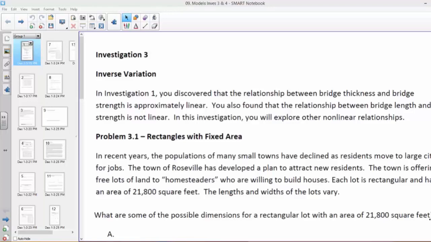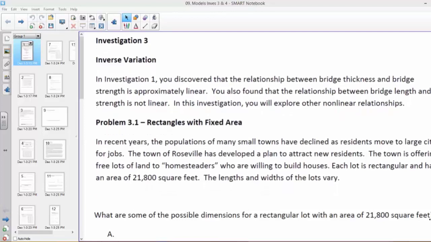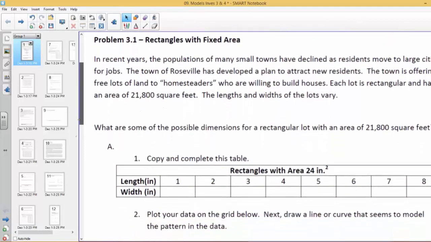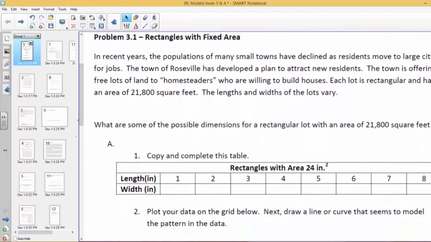Welcome back. We are moving to Investigation 3, and this section is about something called an inverse variation. Basically what inverse means is that as one of the values goes up, the other value goes down. So as x goes up, y goes down. The opposite thing is happening.